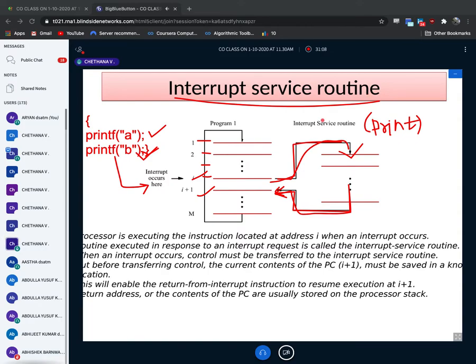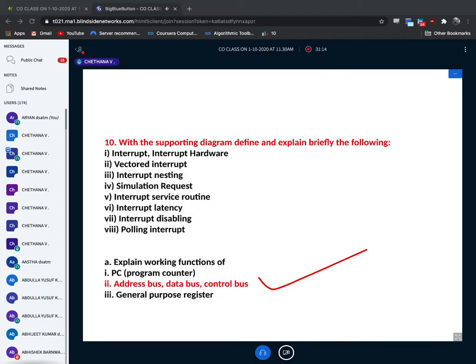This is one of your assignment questions. If you want, I'll show you that question. See here, what is interrupt service routine? That's one of the questions. You have to give the diagram and explain it. I think you are able to see this very clearly. Now I want to cover one more concept.